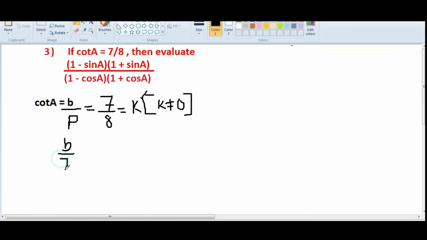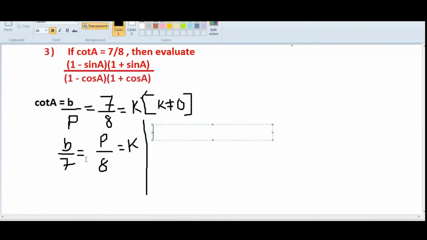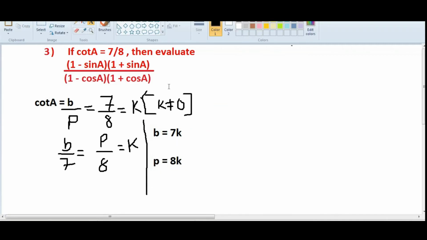So I am arranging this just like the previous sum. Now, by comparing b by 7 with k, we will easily say that b equals 7k, and by comparing p by 8 with k, we will write p equals 8k. So one term is missing now, that is our hypotenuse. So we will again apply Pythagoras theorem.